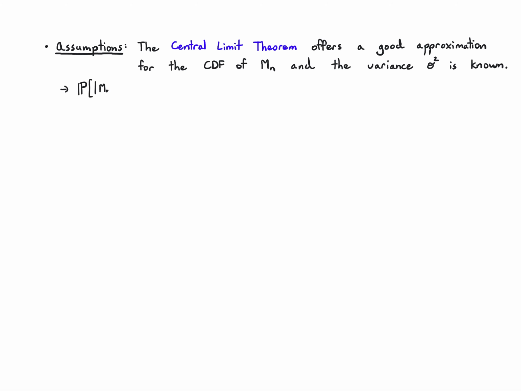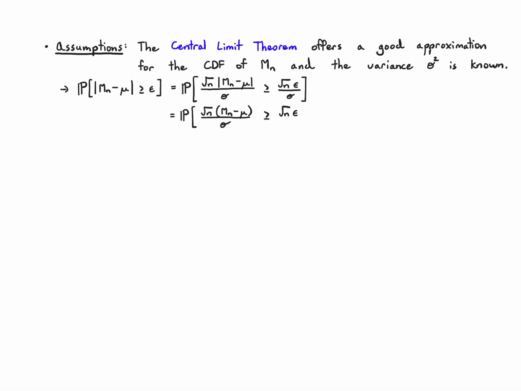So what that means is I can take this event that the sample mean wanders off by more than epsilon, and I can write it as root n divided by sigma times root n epsilon divided by sigma. So basically I just take both sides and I multiply them by root n and I divide by sigma. And now I'm going to try to get rid of this absolute value around M_n minus mu. And you'll see why I want to do that in just a second. It's basically because I want to make this into CDF terms. So first of all, I just remove the absolute values here, assuming that it's positive.